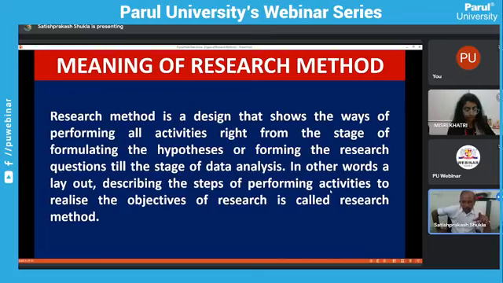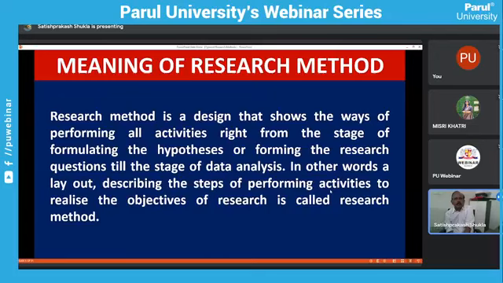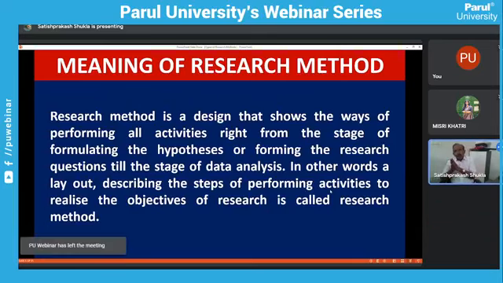Why to perform activity? To realize the objectives of research is called research method. Again, I am reading this definition. Research method is a design that shows the ways of performing all activities right from the stage of formulating the hypothesis or forming the research questions till the stage of data analysis. In other words, a layout describing the steps of performing activities to realize the objectives of research is called research method. So, research method becomes a part of a research.